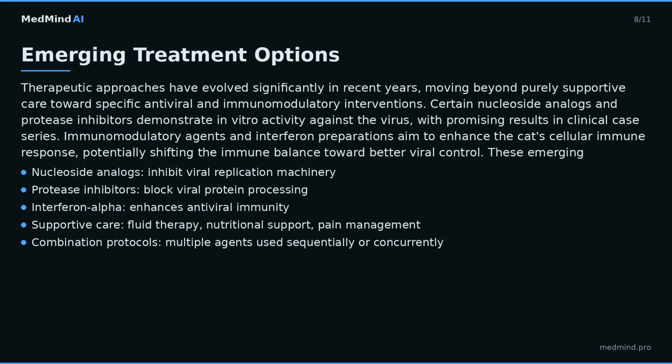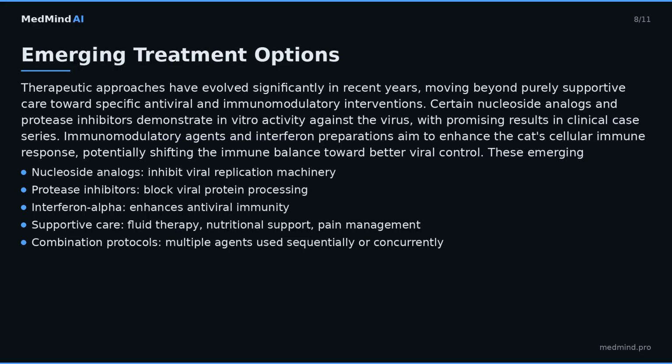Emerging treatment options. Therapeutic approaches have evolved significantly in recent years, moving beyond purely supportive care towards specific antiviral and immunomodulatory interventions. Certain nucleoside analogues and protease inhibitors demonstrate in vitro activity against the virus, with promising results in clinical case series. Immunomodulatory agents and interferon preparations aim to enhance the cat's cellular immune response, potentially shifting the immune balance toward better viral control. These emerging treatments have fundamentally altered the clinical landscape, transforming FIP from a universally fatal diagnosis to a potentially manageable chronic condition in some cases.